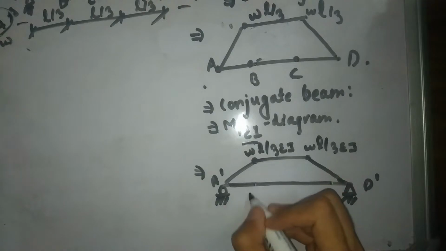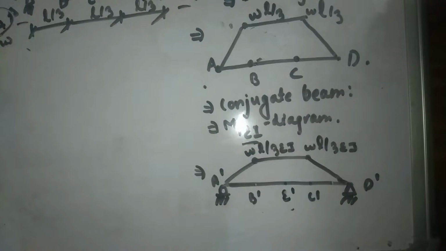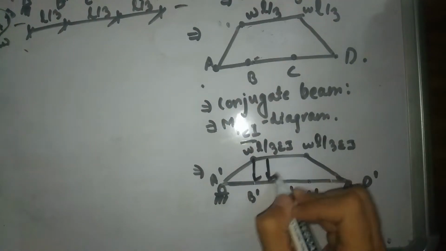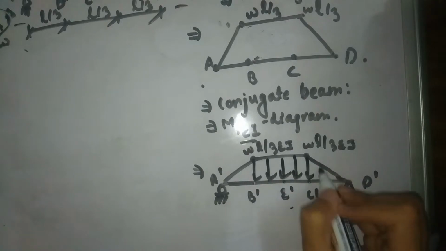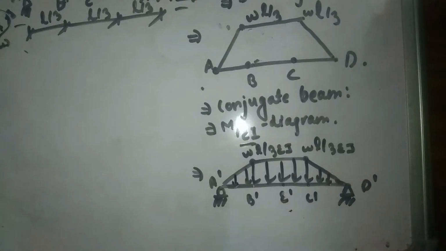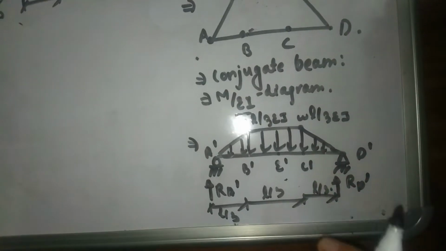It's going to be my point B dash, my point C dash, and in the middle I have my point E dash. So in this way we have drawn our conjugate beam, and this conjugate beam acts as load. As you can see here, this acts as load. Now we are going to calculate our support reactions RA dash and RD dash for this beam, where we have the same length L by 3. B dash to C dash is also L by 3, and C dash to D dash is also L by 3. As you can see, we have drawn our conjugate beam in this way.